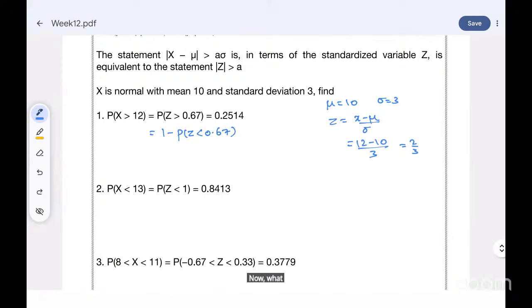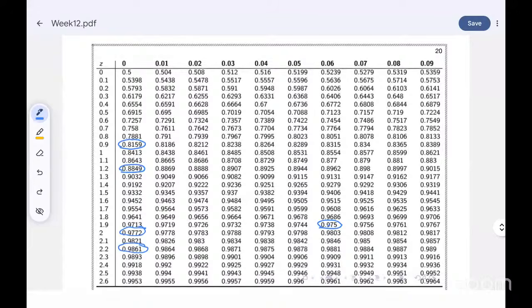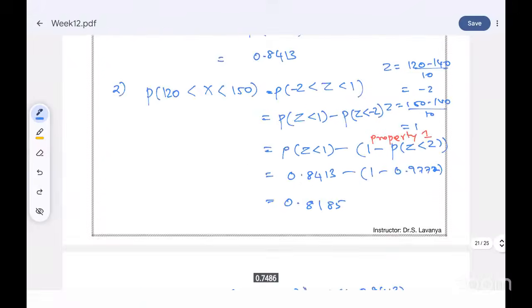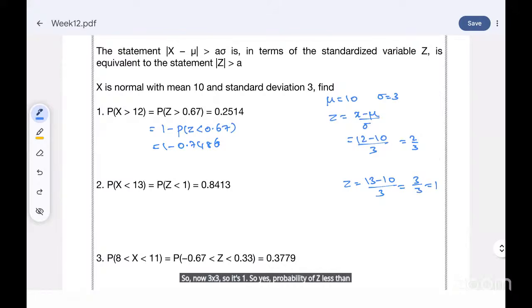Now what is the value of 0.67 in the table? It is 0.7486, right? And you get the above answer. Fine? The next case, Z is 13 minus 10 by 3, so 3 by 3, that is 1. So probability of Z less than 1 is 0.8413. We have seen this value several times, so this is fine.